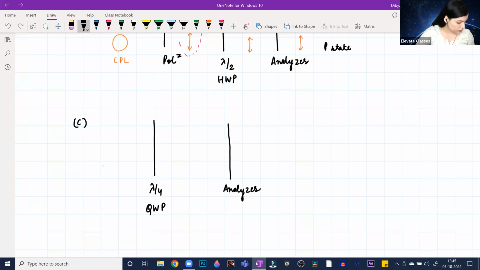So now I want to check what happens. So then I have input में unpolarized light. So कुछ भी नहीं करेगा quarter wave plate. I'll get back an unpolarized light out of this. Now this unpolarized light will pass through the analyzer. So if this is the optic axis and this is the pass axis, so I'll get a light like this. So I'll get a P state here.